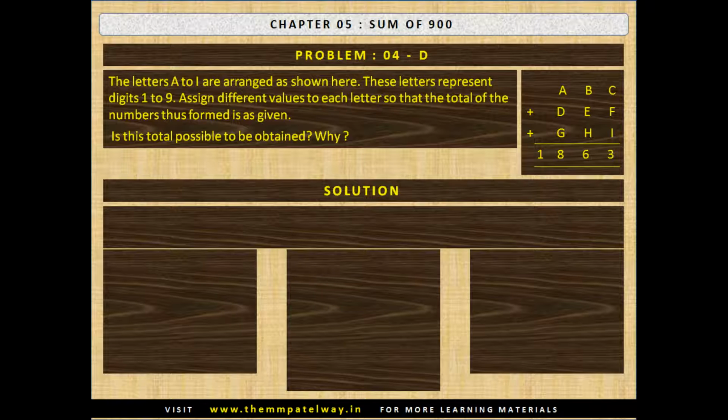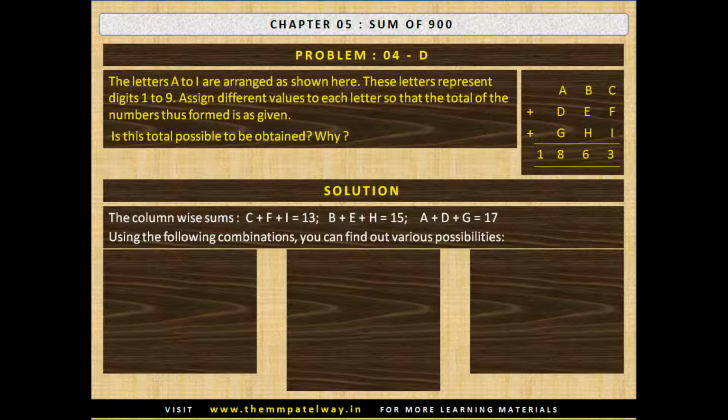Now stop the video and solve the problem. The answer is this total is possible to be obtained because 1863 is divisible by 9. The column wise sums will be C plus F plus I will be equal to 13, B plus E plus H will be equal to 15, and A plus D plus G will be equal to 17.